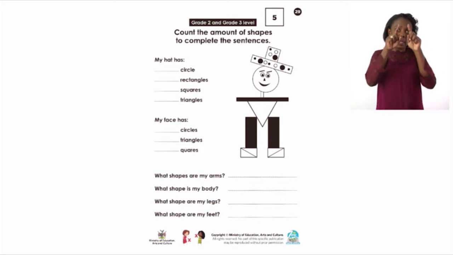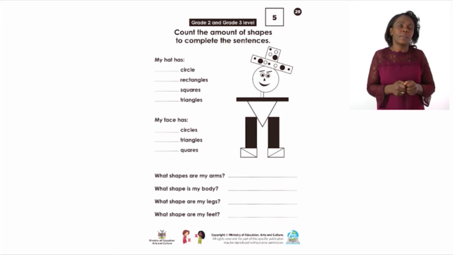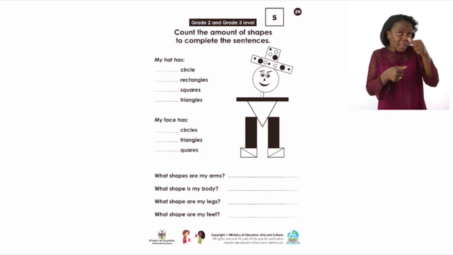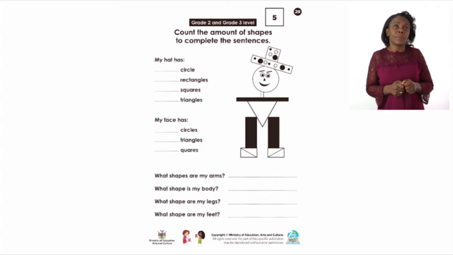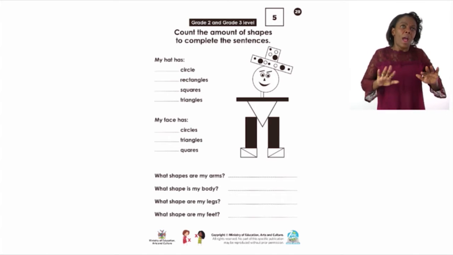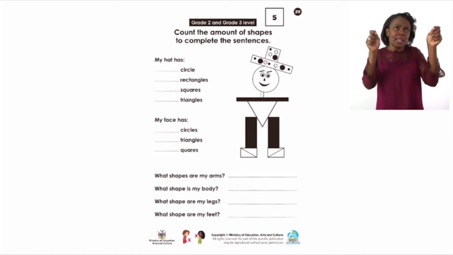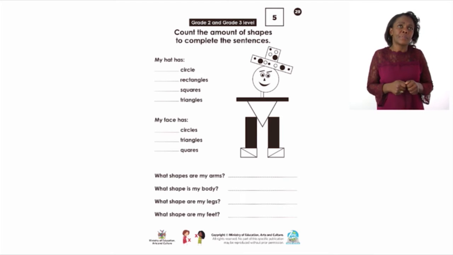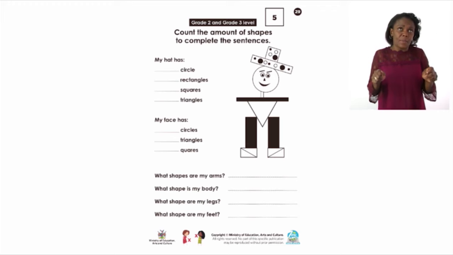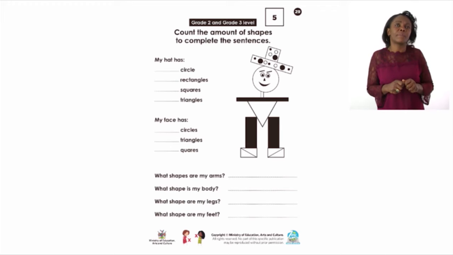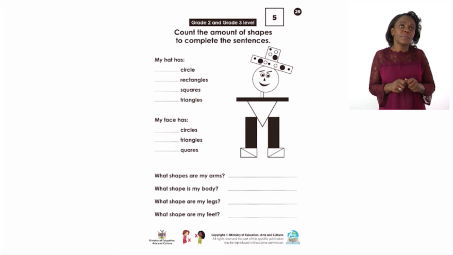But my body is full of all sorts of shapes. So, we'll see if you can still remember the names of the shapes that we have learned. We are going to count the amount of shapes to complete the sentences. You have to count the shapes. If you don't remember the shapes, then you will not know which one to count and where to put it. But if you still remember, can we remind ourselves what shapes we have?